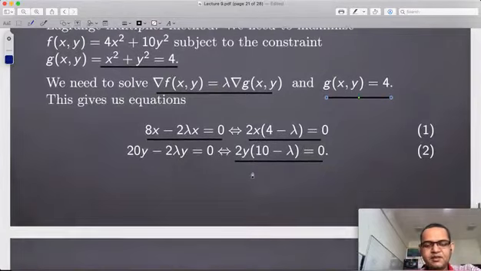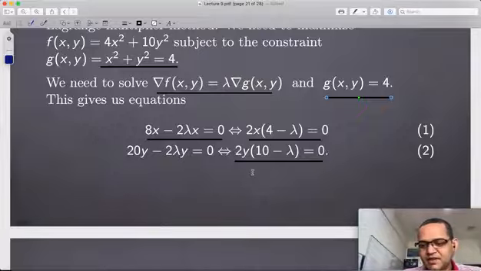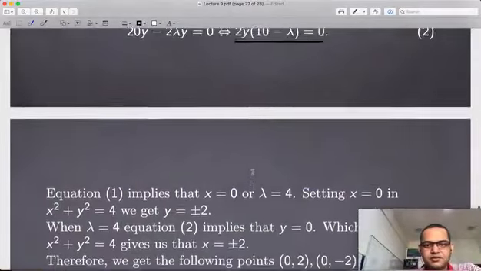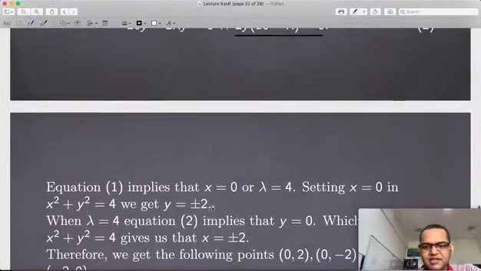Okay, and again you will see that there's no fixed way to solve these equations. Sometimes the equation will be linear, you will solve it easily. It can be quadratic, it can be cubic, and it can have cross terms. So again, you have to see how to solve the given equations. Okay, so the first equation, for example, is going to tell us that either x is 0 or lambda is 4.